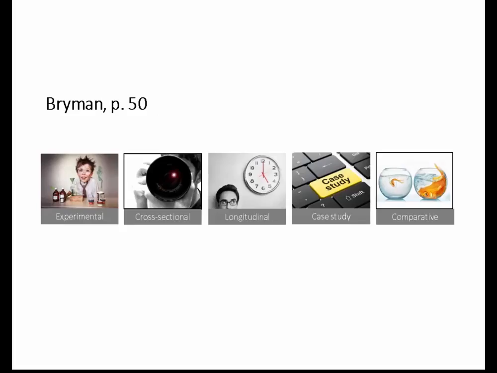Bryman has a slightly different definition of research design. He refers to five different things: experimental design, cross-sectional design, longitudinal design, case study design, and comparative design. He sees design as something different from the actual methods. So for him, research design does not equal the research method.